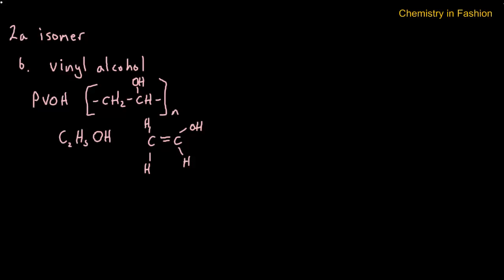And if we look at the modern name for vinyl alcohol, and this is one of the reasons why these older names have been changed, this is actually called ethenol. And if you remember back to alkenes, alkenes have double bonded carbon atoms.